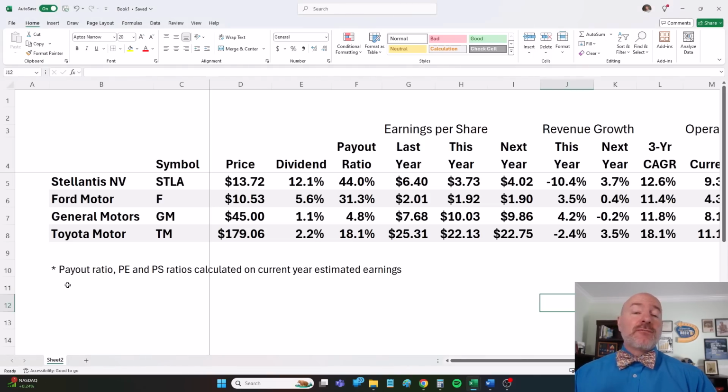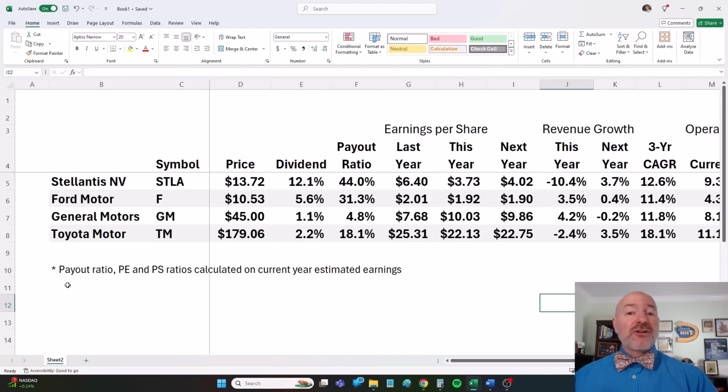Now most importantly, you really do need to be focusing on stocks within an industry. Here we're looking at the car makers. So we're going to be looking at 4 of the major car makers here: Stellantis, Ford Motor, General Motors, and Toyota. Now, a lot of you are going to say, well, what about Tesla? Why didn't Tesla make the list?